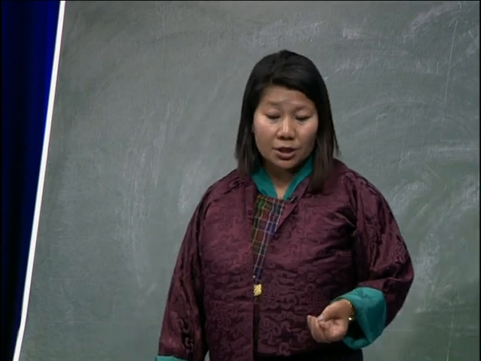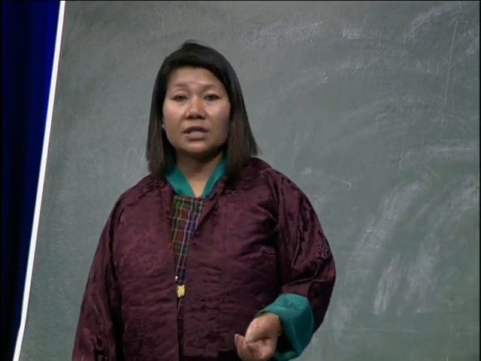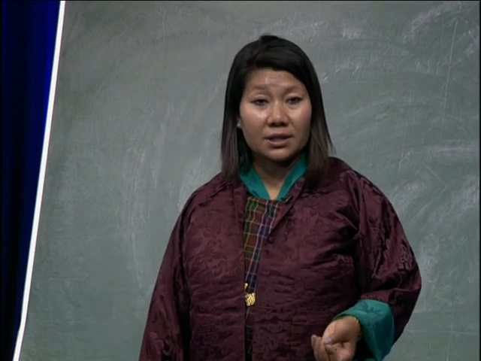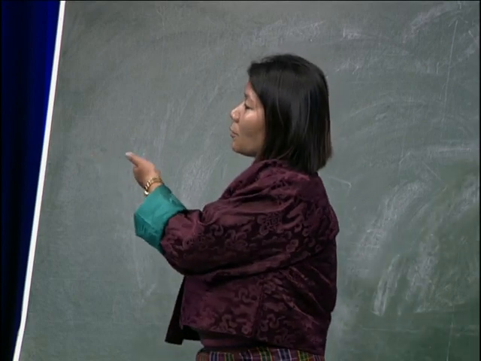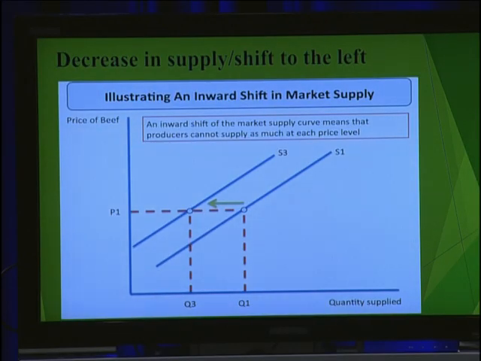Future price expectation could be one of the reasons, or increase in the price of the input could be one of the reasons that the producers are not going to supply more. And here S1, original supply, has moved to S3. Why? Other factors other than price, because we can see the price P1, it did not move at all. So Q1 to Q3.